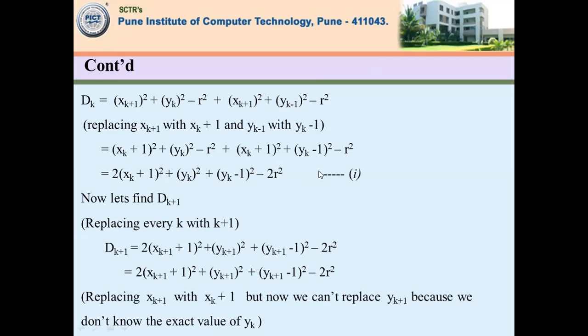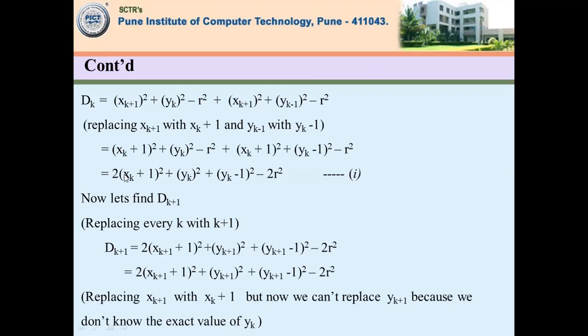This is equation 1, which we derived from the fn and fs. Now we need to find the next decision parameter. Every time we need to go on finding the next decision parameter. Based on that, we are going to decide which pixel is closer, or which pixel has the less distance from the expected line. So for d(k+1), just replace k by k+1, that's it. Here d(k+1) will be x(k+1).